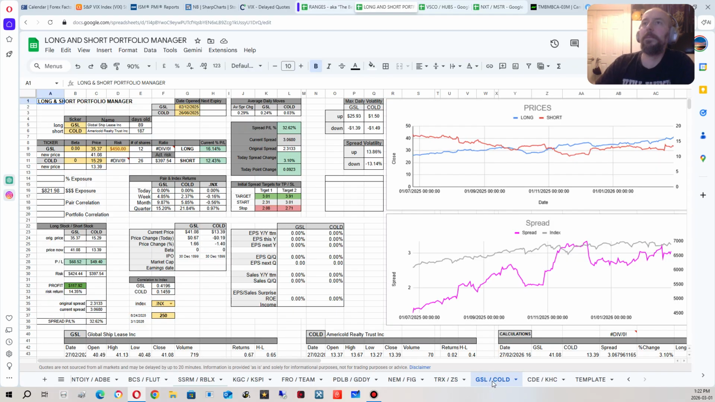GSL Gold, Global Ship Lease, Amerigold Realty Trust. They're looking at a 14.5% return. That short is not doing the greatest lately. I will probably be reducing this. It's been around for half a year, and it looks like the price is actually going up. If you look at the quarter, it's up 21%. It's been around for too long.